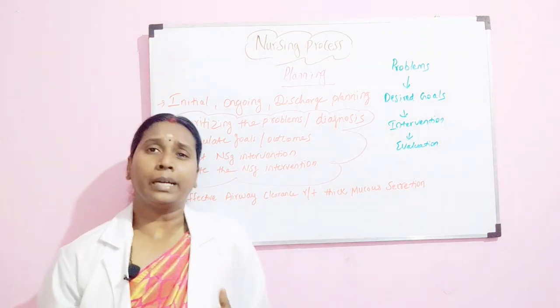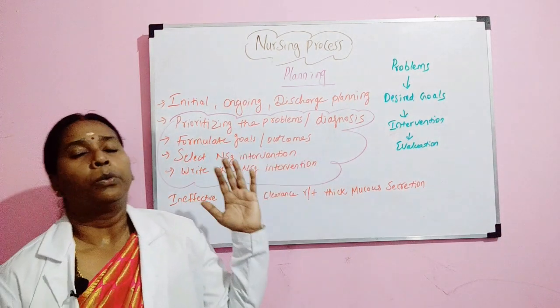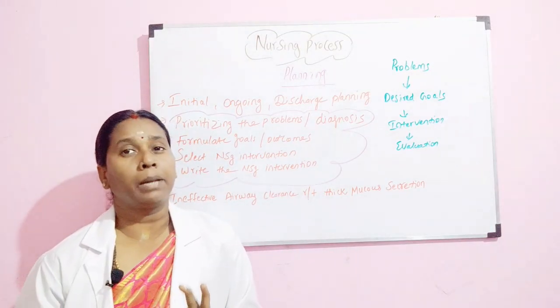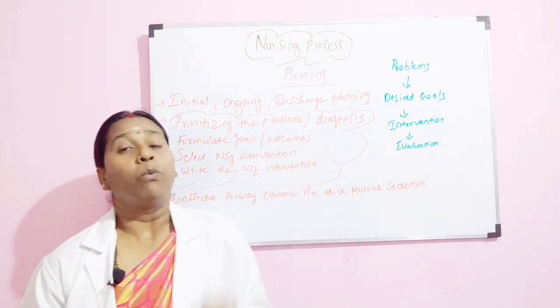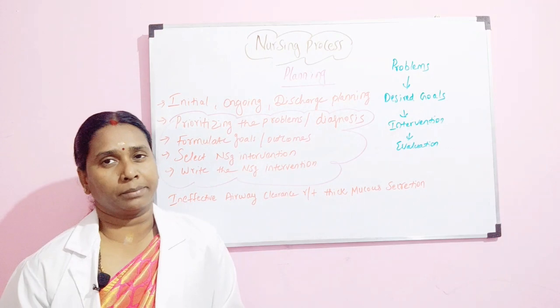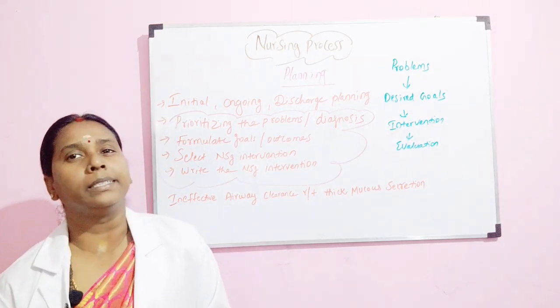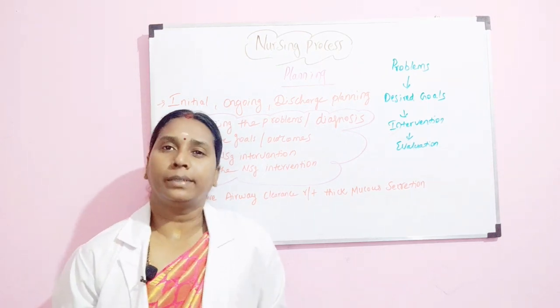When we come to the planning part, what do we have to remember? You have to remember that three types of planning are to be done when a patient is getting admitted. One is the initial planning, then the ongoing planning, and then comes the discharge planning. So initial planning, what is it?